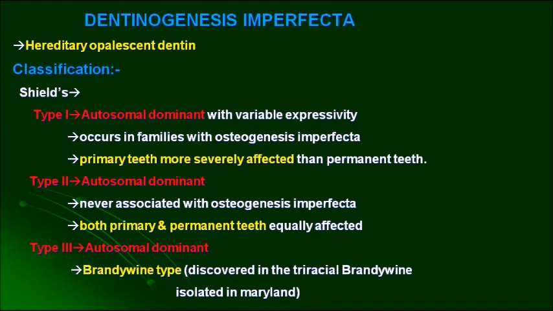Next we are going to deal with dentinogenesis imperfecta, otherwise known as hereditary opalescent dentine. It's a very important MCQ. The other term for dentinogenesis imperfecta is what? Hereditary opalescent dentine.